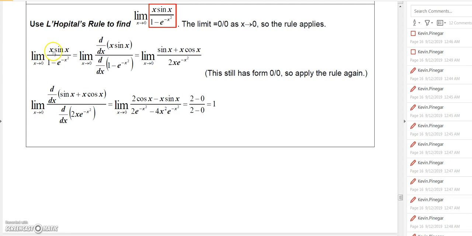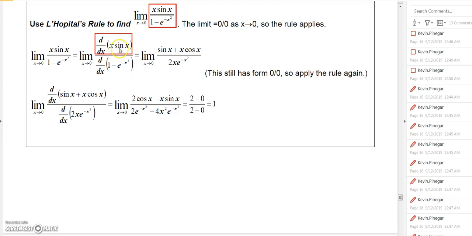Now, these functions, it's a little more complicated to take the derivatives. I didn't show you the work on these, but I'm going to do what I did before. I'm going to take the derivative of the numerator. So you would take the derivative of x sine x, and you would have to use the product rule. And again, if you don't know the product rule or don't know how to find derivatives, then you really shouldn't even be in this section.